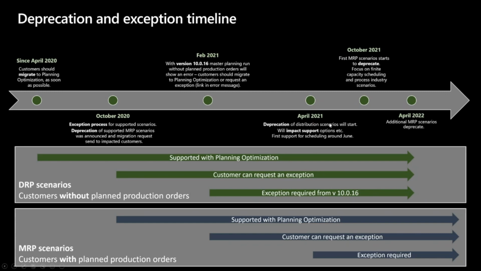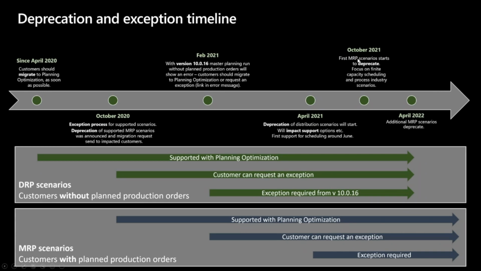Around the April timeframe, we will start the deprecation of distribution scenarios, meaning scenarios that we fully support with planning optimization. Here we will start to really ask customers to move over. And if you don't, and we can see that everything is fully supported and you should have no problems using planning optimization, you might, if you approach support, be told that the right way to address that would be to upgrade to planning optimization.